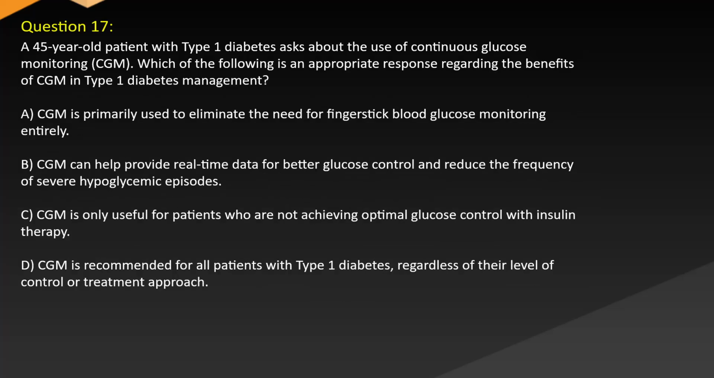A 45-year-old patient with type 1 diabetes asks about the use of continuous glucose monitoring (CGM). Which of the following is an appropriate response regarding the benefits of CGM in type 1 diabetes management? A. CGM is primarily used to eliminate the need for fingerstick blood glucose monitoring entirely. B. CGM can help provide real-time data for better glucose control and reduce the frequency of severe hypoglycemic episodes.